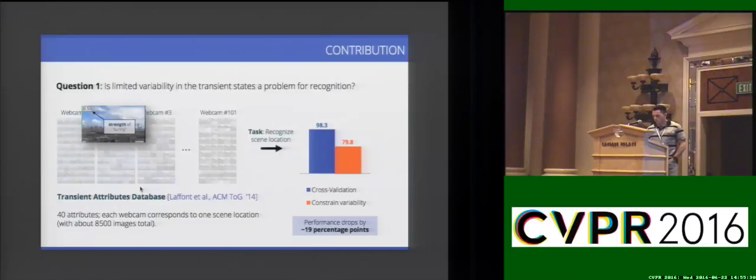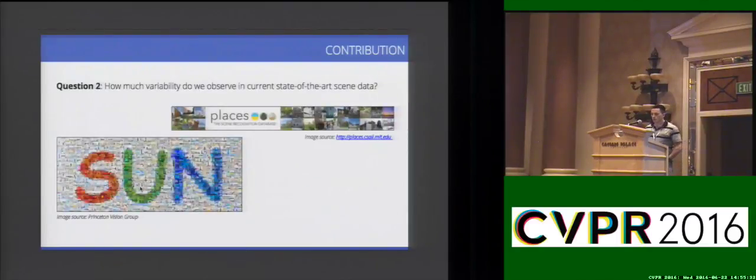So the second question we looked at was how much variability we actually observe in current state-of-the-art benchmark datasets, for instance Places or SUN, and actually found that the variability with respect to the transient states is very low, and more details can be found on the poster.